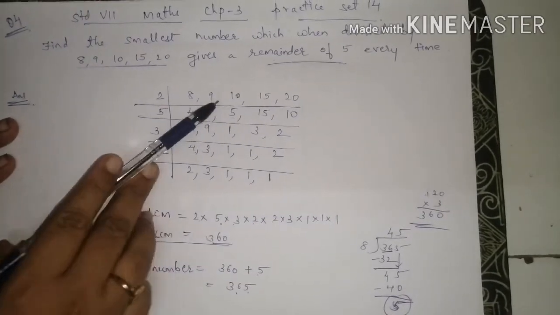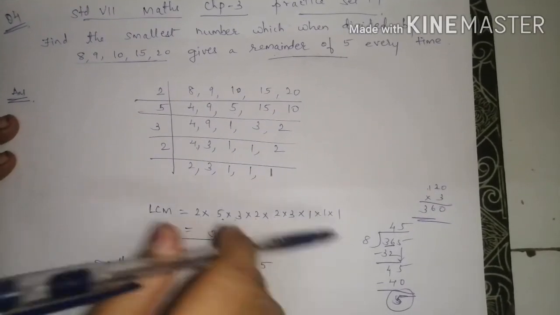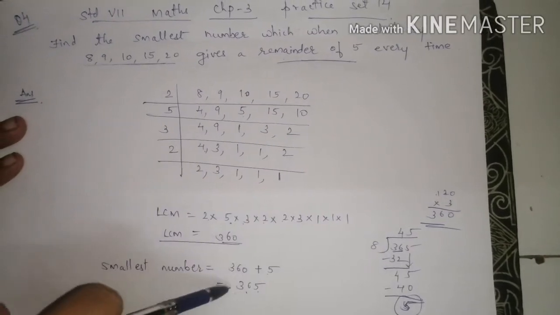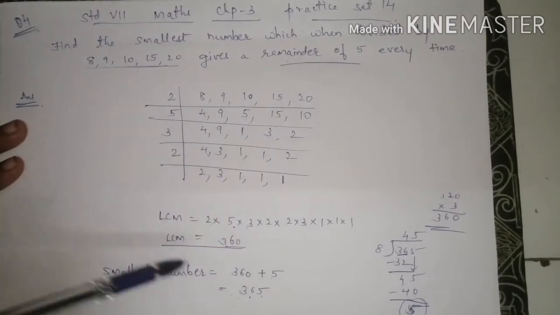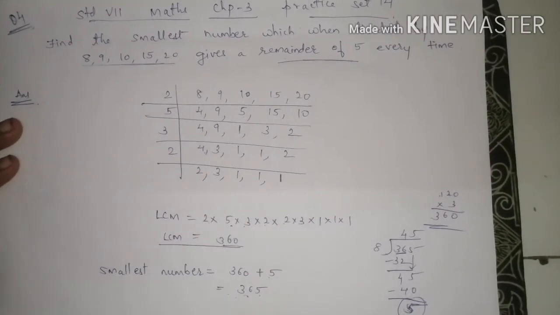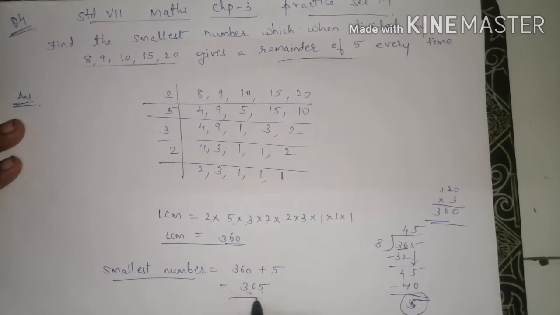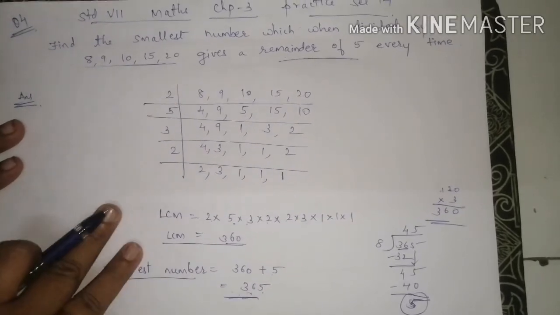If you divide 365 by 9 also, you will get a remainder of 5. If you divide by 10 also, you will get a remainder of 5. If you divide by 15 also, you will get 5. If you divide 365 by 20 also, you will get the remainder as 5. So that number is what? 365. So let's move to the next sum.